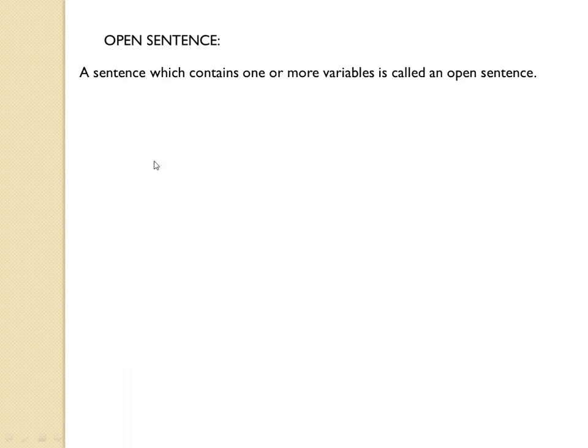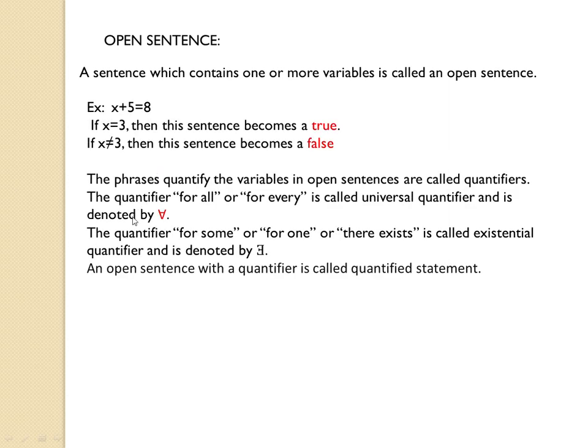Now next topic is the open sentence. A sentence which contains one or more variables is called an open sentence. For example, x plus 5 is equal to 8. Now in this sentence, if x is equal to 3, then this sentence becomes true. If x is not equal to 3, then this sentence becomes false. So it is called an open sentence.